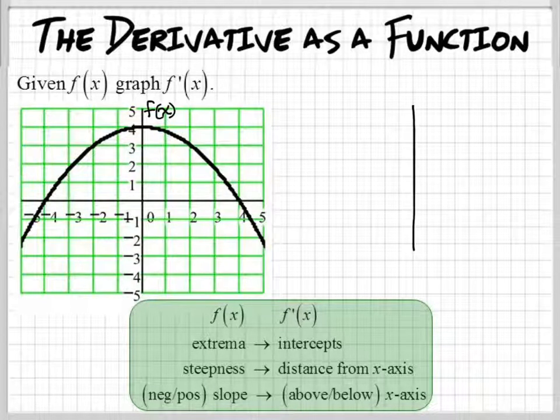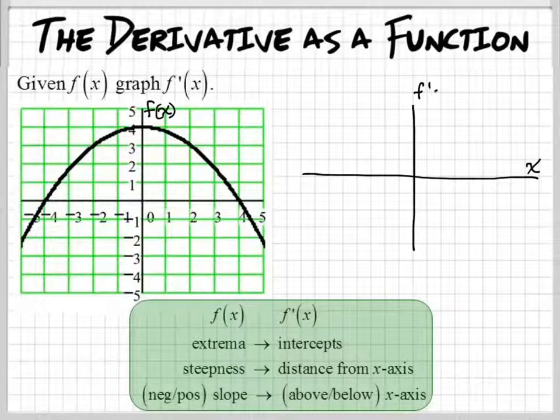Now the y values don't matter, the x values do. Okay, so we have x right there and we have f prime. Remember, x values matter, the y values don't. This is x. These x's over here match up with these x's over here.